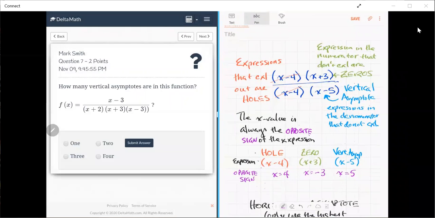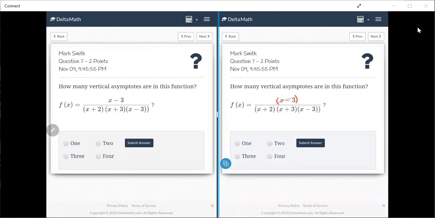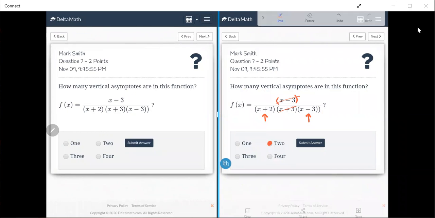You want to take a screenshot of my notes here. This would be like notes you took in your notebook. It says a vertical asymptote, over here in blue: expressions in the denominator that do not cancel. So I notice there's an x plus 3 in the numerator. That cancels out. We can't cancel out x plus 2, and we can't cancel out x minus 3. So that means there are 2 vertical asymptotes.